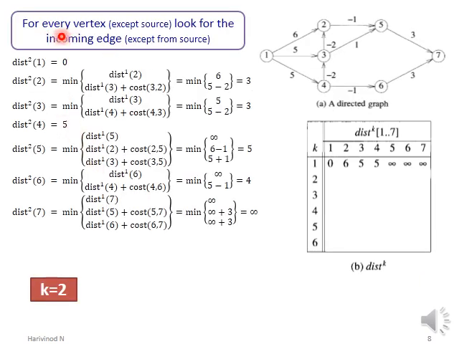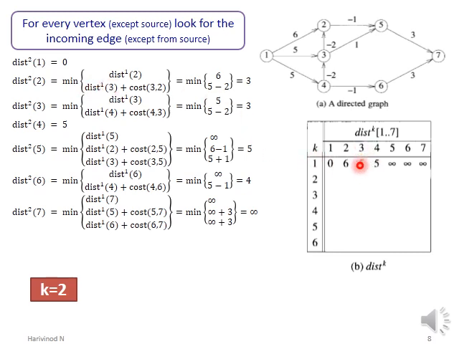Here we need to consider, for every vertex except the source, the incoming edges other than from the source. Of course, for 1 we need not compute. For 2, there is 1 incoming edge other than the source. That 1 incoming edge we need to consider. So the updated weight will be distance of 3.